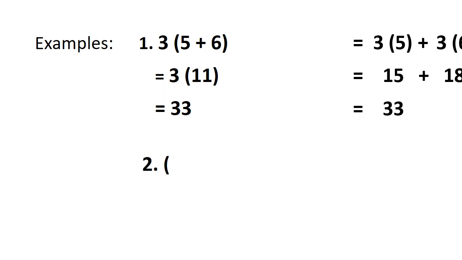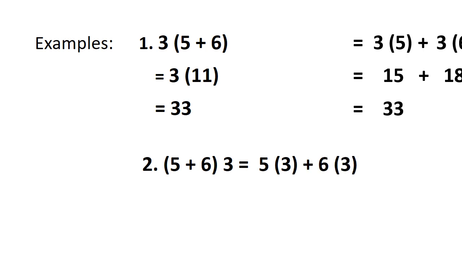Number 2. The sum of 5 and 6 times 3 is equal to 5 times 3 plus 6 times 3. 5 times 3 is 15. 6 times 3 is equal to 18. 15 plus 18 is equal to 33.